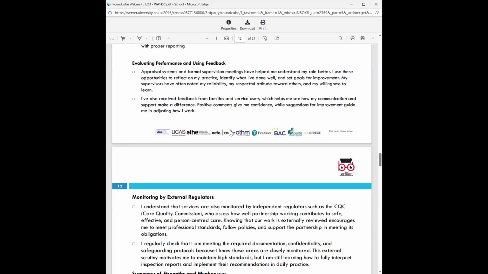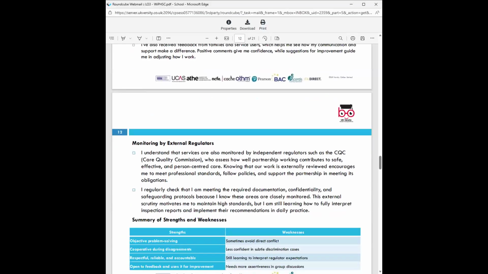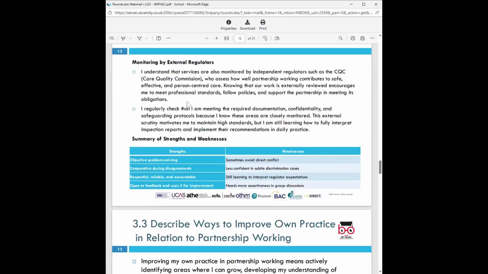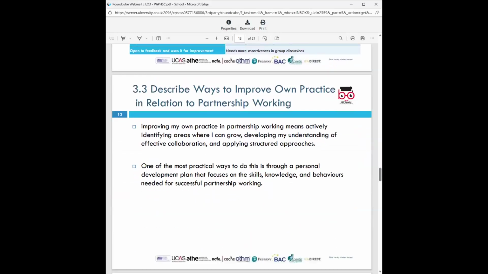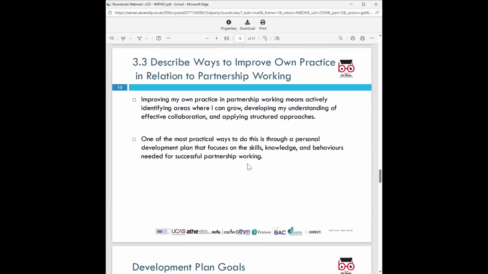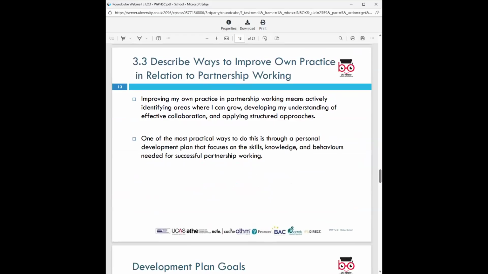Evaluating performance and using feedback. Feedback's really, really important in any scenario, because it makes you a better person, and it also makes you identify if there's any improvements. Monitoring by external regulators. Now, you working in health and social care, there would be regulators such as CQC, which is the Care Quality Commission, and they would be the ones to make sure everything is safe and that you are doing your work properly and you are checking all regular documentation all the time. 3.3, describe ways to improve your own practice in relation to partnership working.